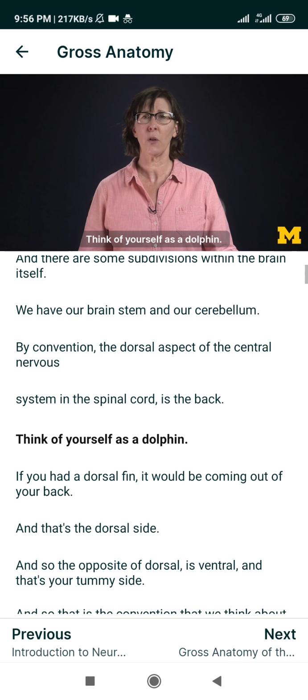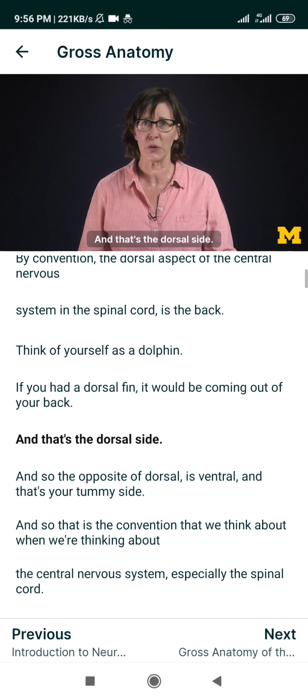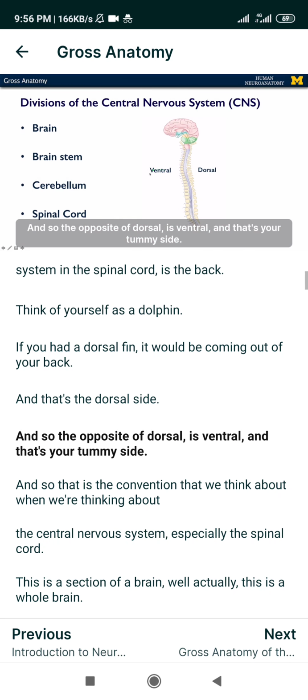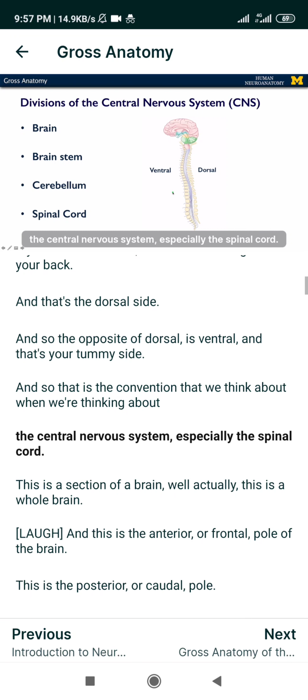By convention, the dorsal aspect of the central nervous system in the spinal cord is the back. Think of yourself as a dolphin. If you had a dorsal fin, it would be coming out of your back, and that's the dorsal side. And so the opposite of dorsal is ventral, and that's your tummy side. And so that is the convention that we think about when we're thinking about the central nervous system, especially the spinal cord.